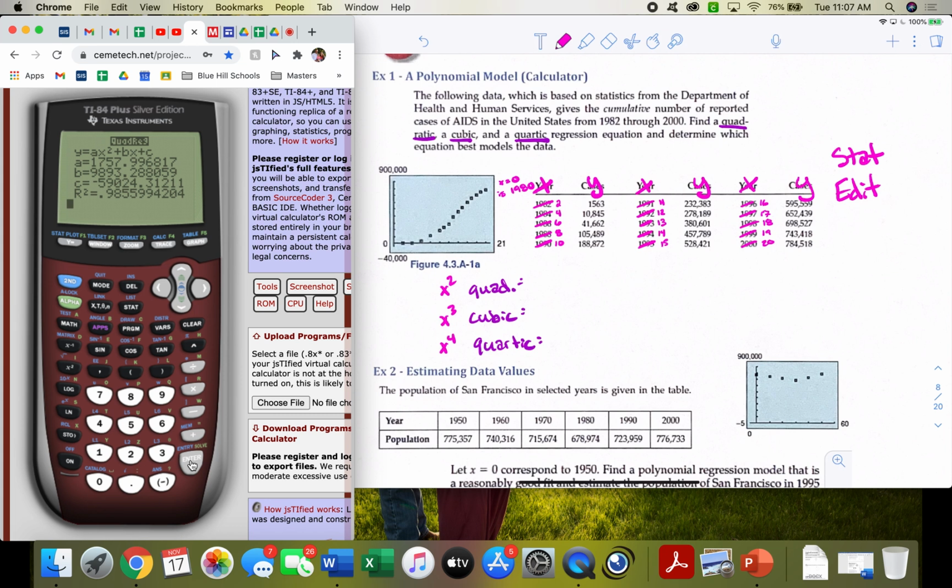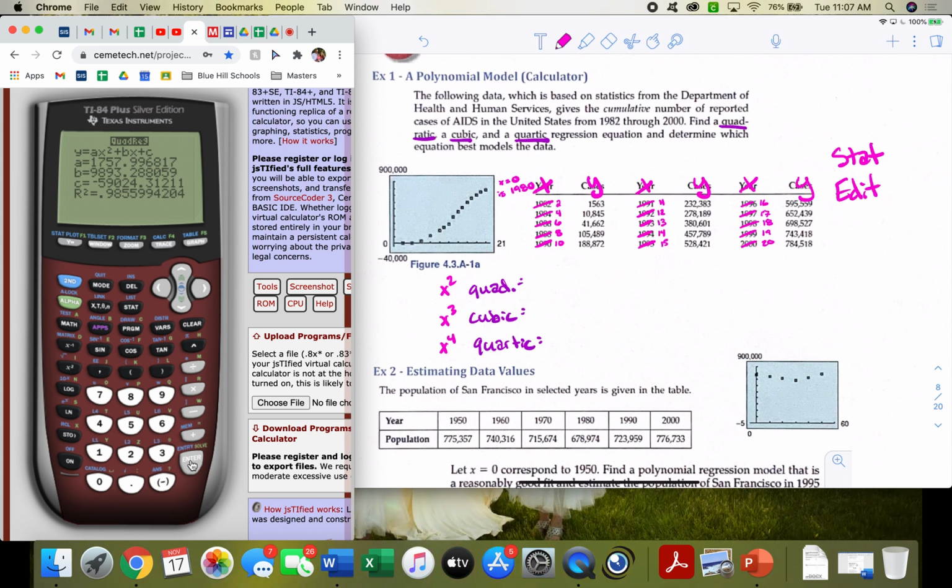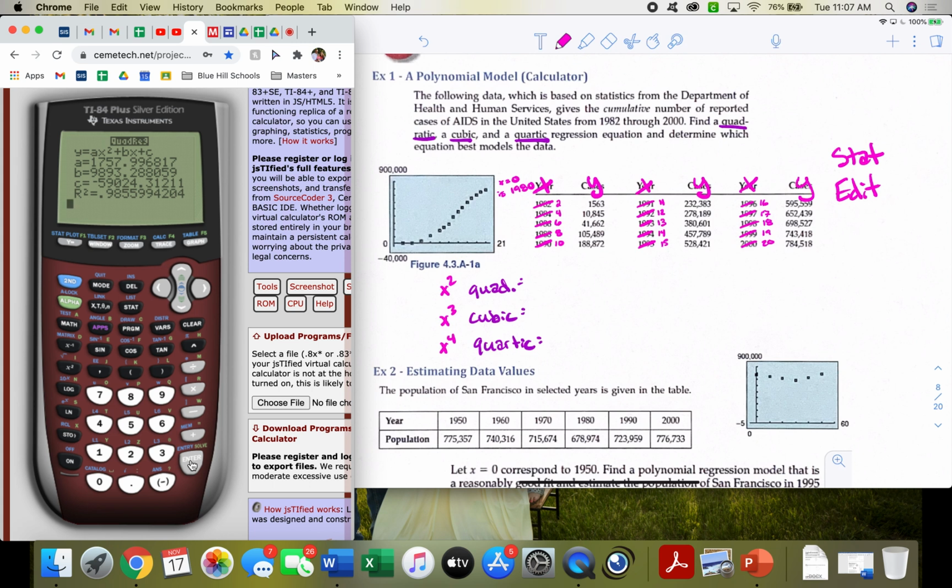Why does it have R? We'll get to that. Okay, stat. Calc. Oh, okay. You want them from list 1, list 2? Yep. Why does it have an R? I love it.